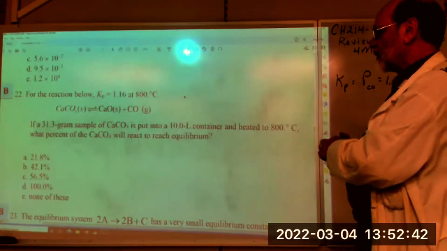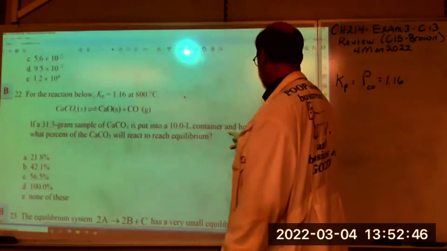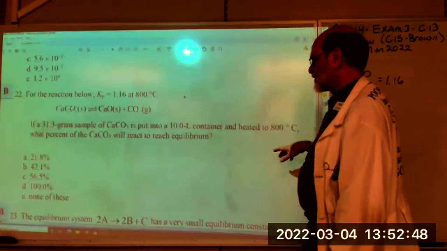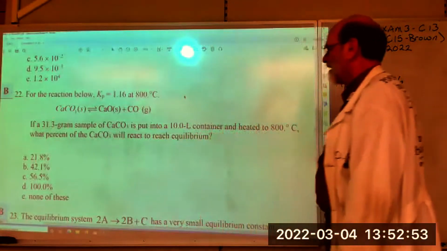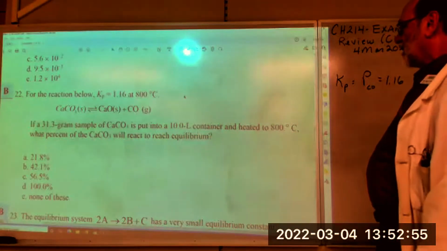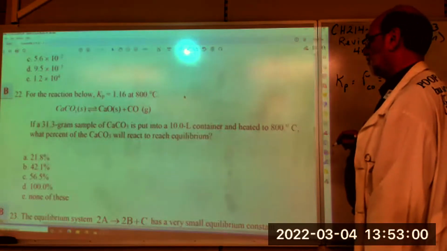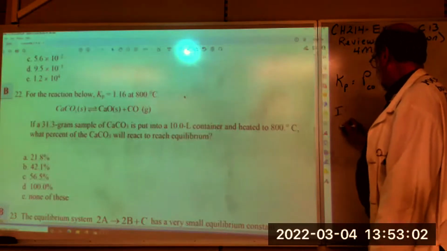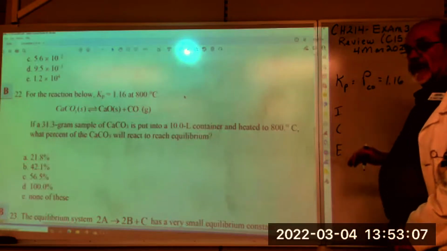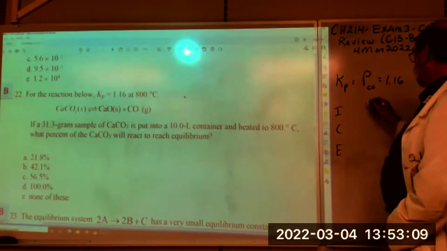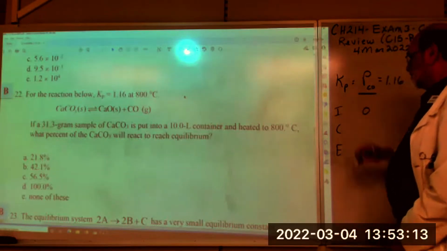Okay, if a 31.3 gram sample of calcium carbonate is put in a 10-liter container and heated to 800 degrees, what percent of the calcium carbonate will react to reach equilibrium? Okay. Yeah, we might have to do... So, actually, we only have one term on that table, is this one right here. So what's the beginning? 0.